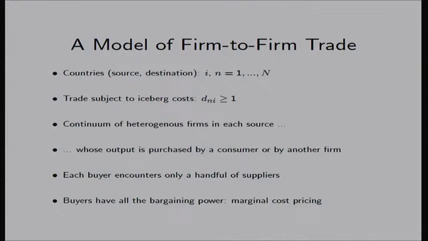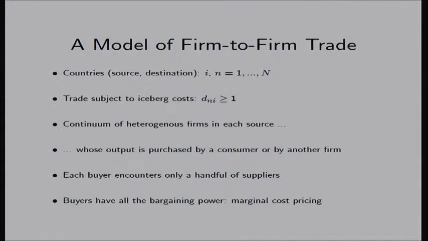We just have a bunch of countries, separated, and goods move across countries with iceberg trade costs. There's a continuum of heterogeneous firms, as in a lot of recent work. The new part here is that the output of those firms can be purchased by individual consumers or by other firms who are using that output as an input in their own production.